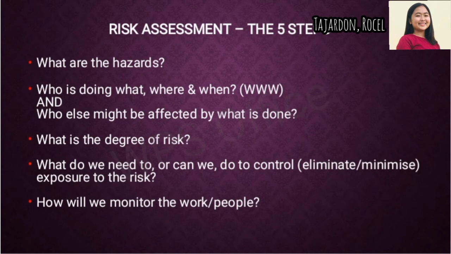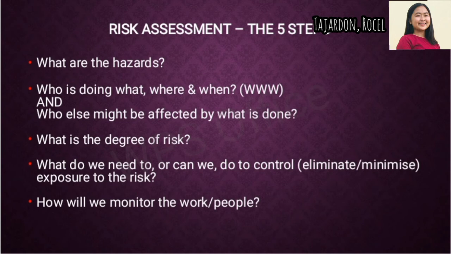Number 1. What are the hazards? Anything that may cause harm. Number 2. Who is doing what, where, and when, and who else might be affected by what is done? For example, faulty wiring may cause fire and all the employees and management staff will be affected. Number 3. What is the degree of risk? High risk.